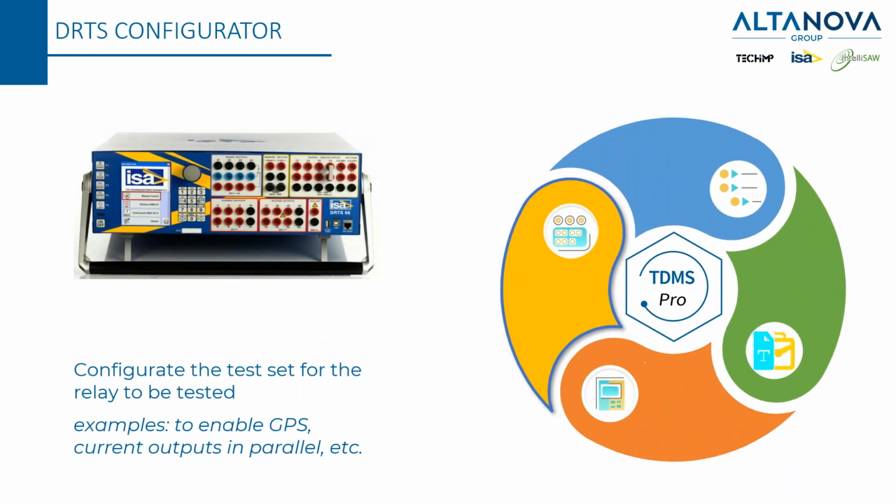The DRTS configurator, as I told you before, gives you the possibility to adapt the hardware present in your DRTS in order to define the best configuration for your test. Configuration like the GPS, you can enable the GPS, you can set the time of the test that you want to start. You can decide how many binary inputs and outputs you want to use. You can decide the output configuration, for example, if you want to connect in parallel the current generator. Everything is possible to be done here in the DRTS configurator.